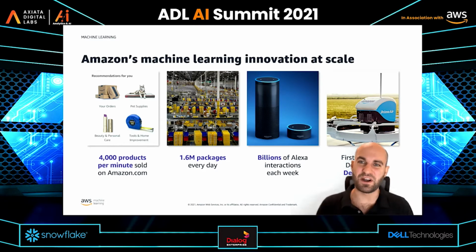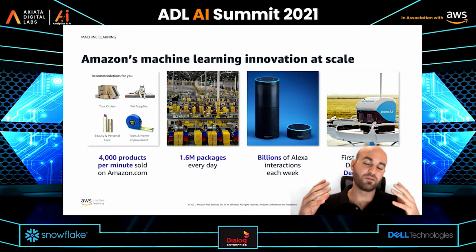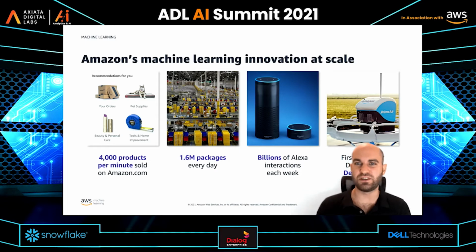And a lot of this requires complete machine learning models, right? We have about 1.6 billion packages that are being sent out every day. And again, I will show you a video in just a little bit to show you how we optimize some of the fulfillment center work that we're doing and how machine learning is being used there. I already talked about voice services, Alexa voice services and smart speakers, billions of Alexa interactions that we have now every week. Not too long ago, this was a completely new product.